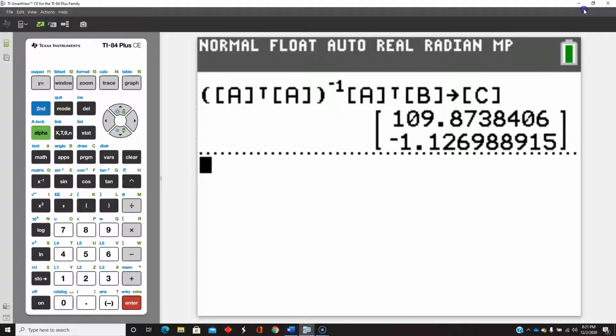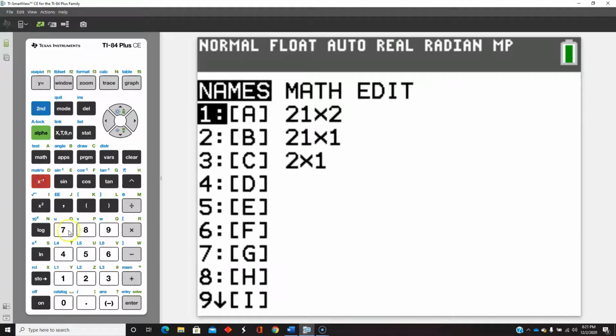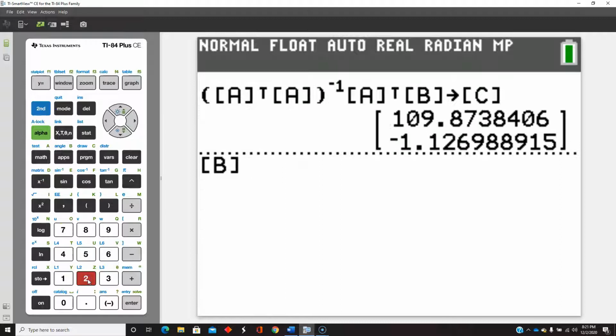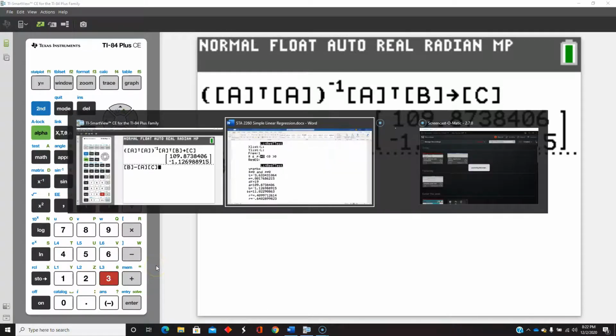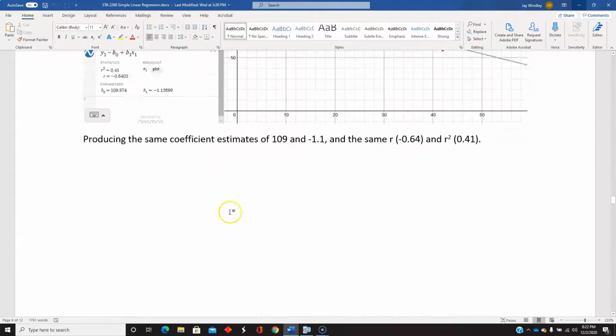Then, next up, you want the residuals. Well, the residuals are the actual y values, which is matrix B, minus the predicted y values. And the predicted y values are found by taking our values of x, which are in matrix A, times our coefficients, which we just got done storing in matrix C.